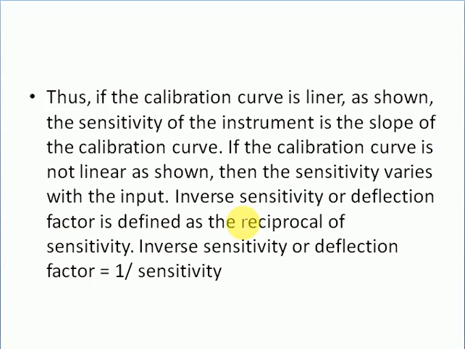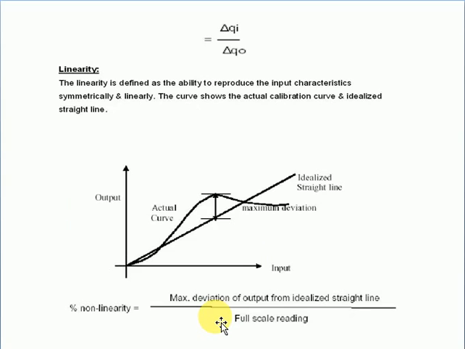Inverse sensitivity, or the deflection factor, is also defined as the reciprocal of the sensitivity. Means inverse sensitivity or the deflection factor is equal to 1 upon sensitivity. Inverse sensitivity means the ratio of change in input to change in output. So that is the sensitivity. After that we'll discuss the linearity.